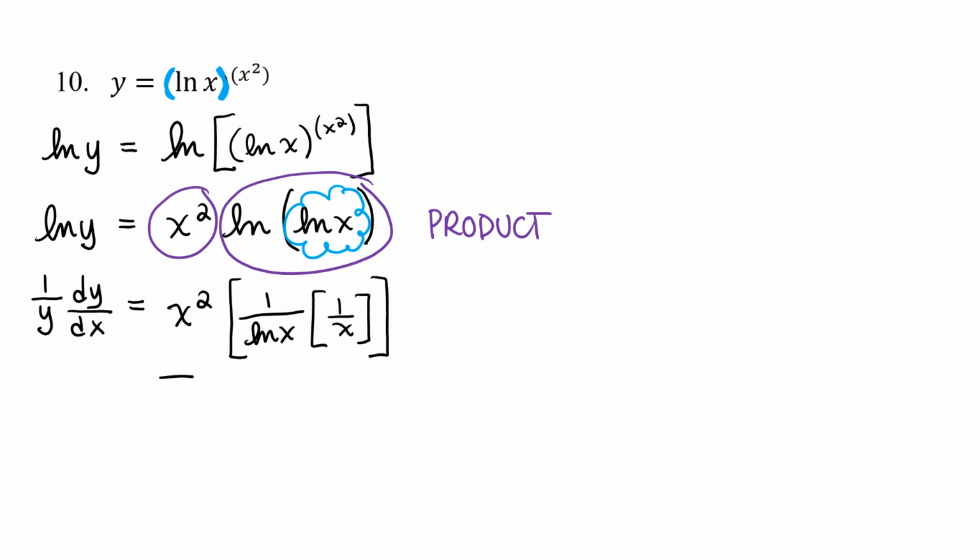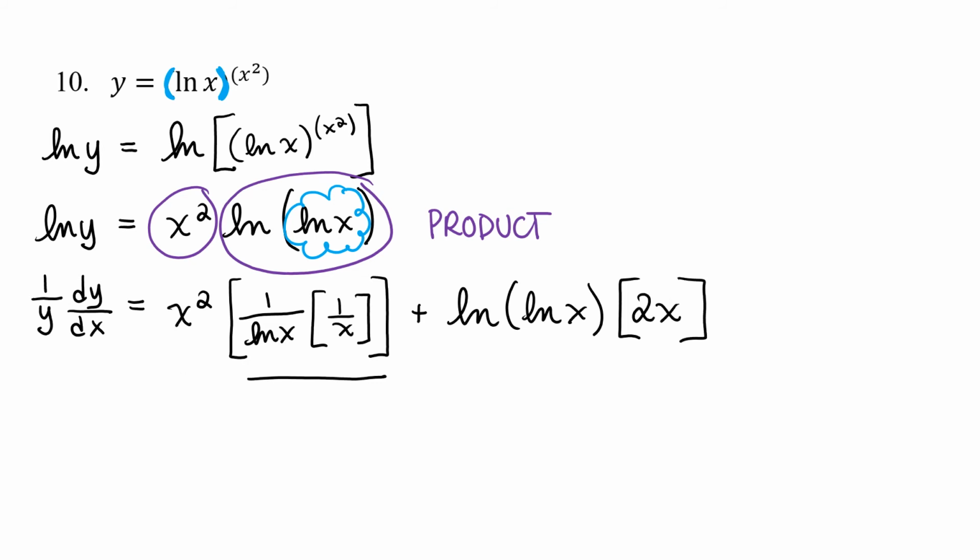So this is the first function times the derivative of the second function. Now we have to add the second function, the natural log of the natural log of x, times the derivative of the first function. The derivative of x squared is 2x. And then we can do a little bit of simplification here. x squared times 1 over x divides out one of our x's. So x squared over x is equal to just x.